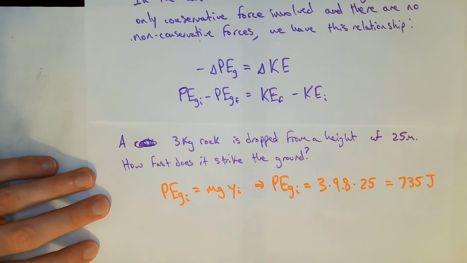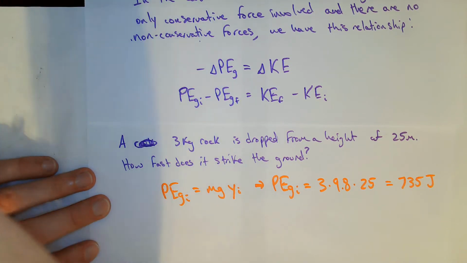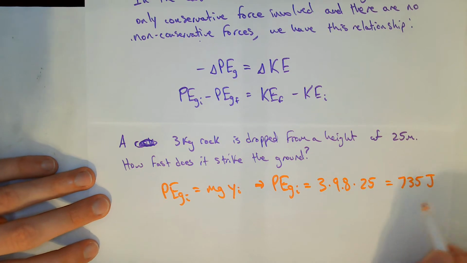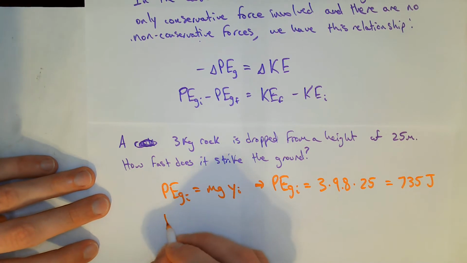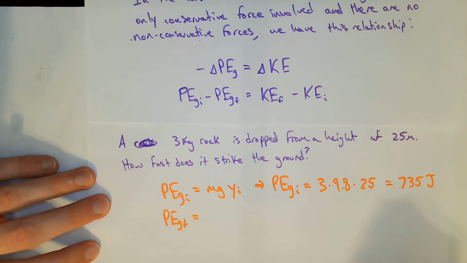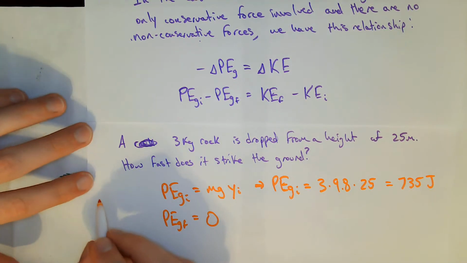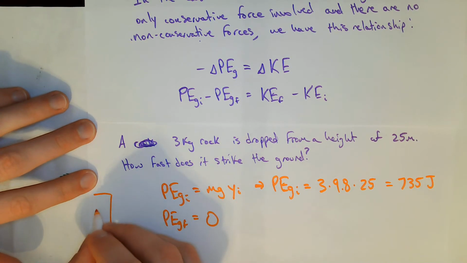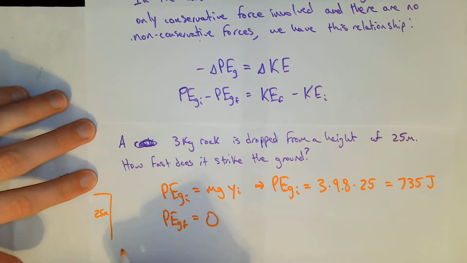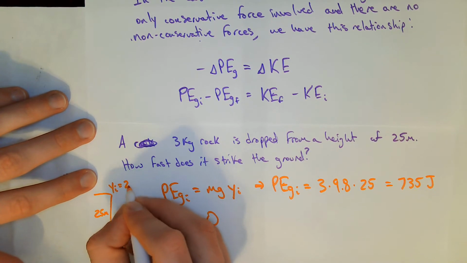What is this, by the way, 3 times 9.8 times 25? 735 joules. That seems wrong. Hang on, 9.8 times 3 times 25. No, yeah, that's what I got. 735 joules. Now, my final gravitational potential energy is 0 because that final position is the ground. So this rock is falling 25 meters. Y final down here is 0, and Y initial up here is 25.